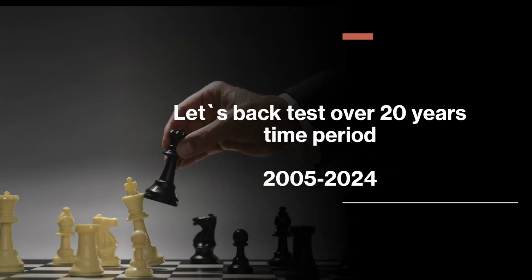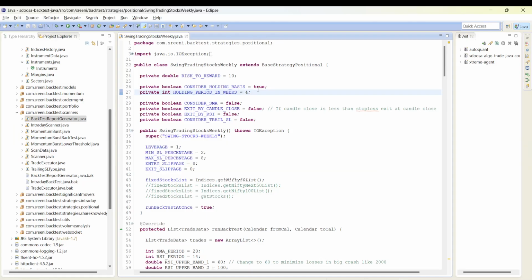Let's backtest this strategy again for the same 20 years from 2005 to 2024. So initially I'm going to keep the holding period as only 1 month, that is 4 weeks, or you can say 28 days.